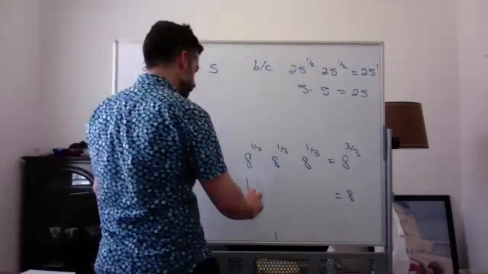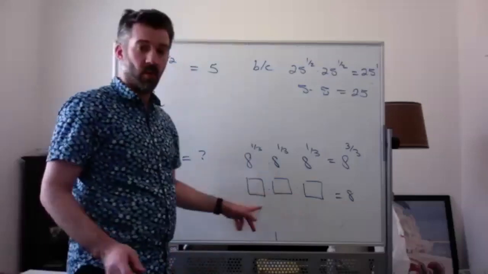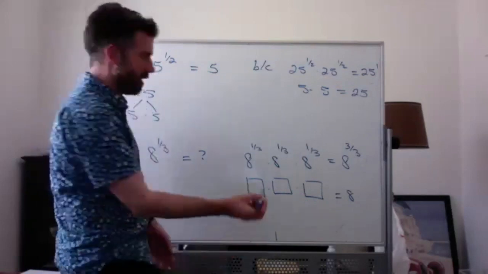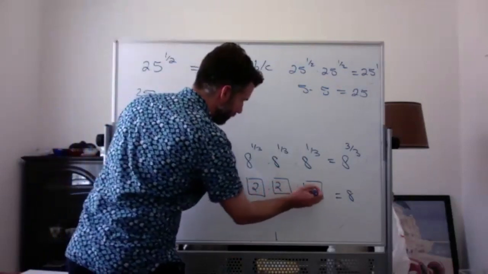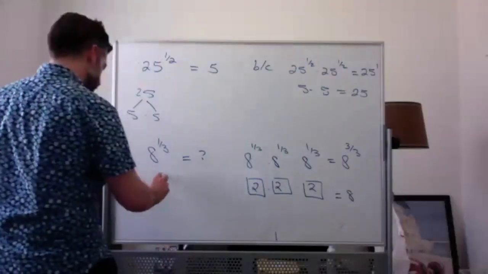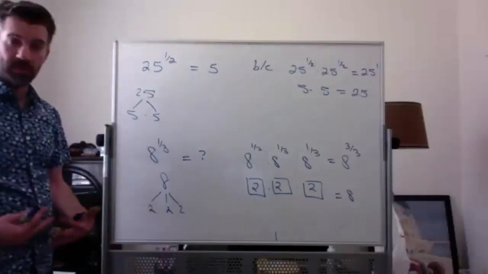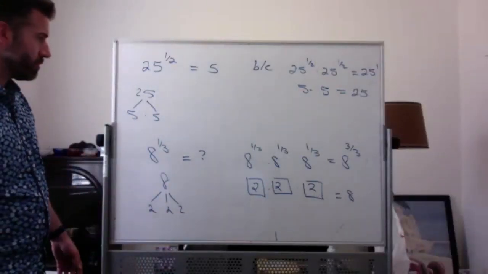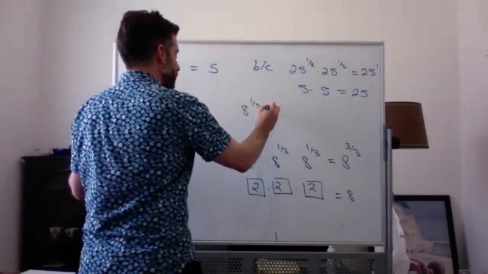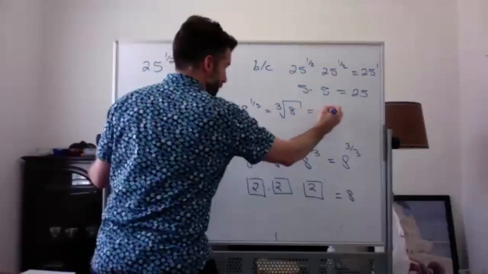So I'm looking for a number that when I multiply it by itself 1, 2, 3 times, I get 8. And what does the number have to be? 2. Exactly. 2 times 2 times 2 is 8. So I'm thinking about 8 broken up into 3 equal factors that multiply to 8. And yes, 8 to the 1/3 is the same as the 3rd root of 8, which is 2.